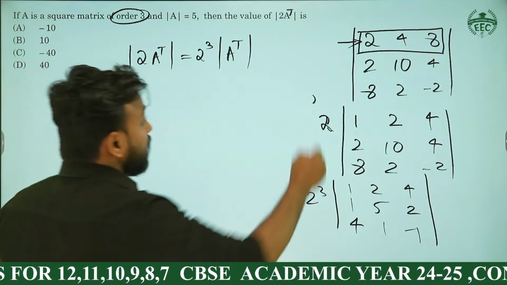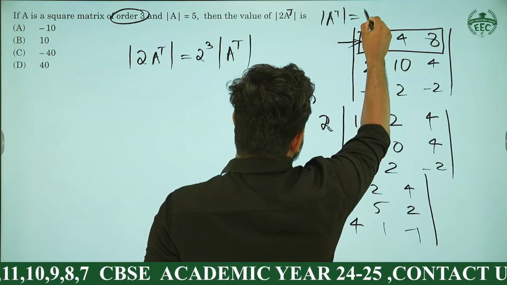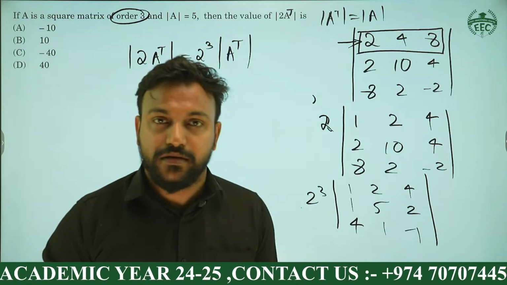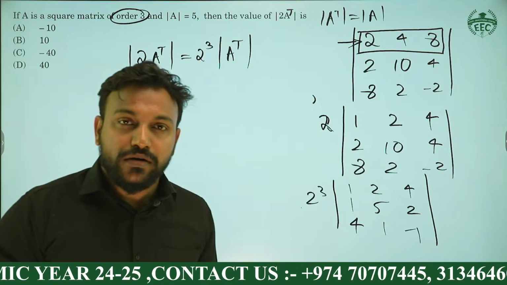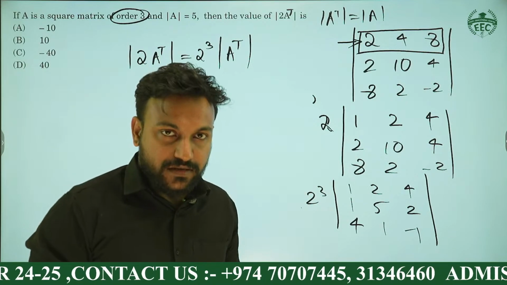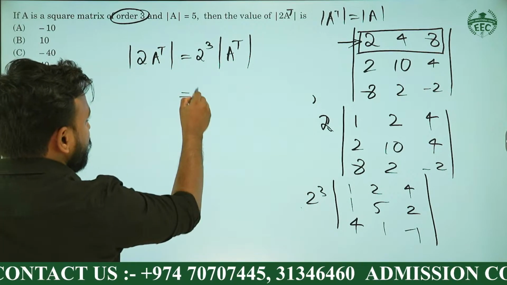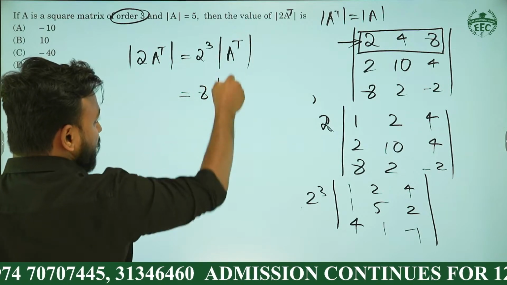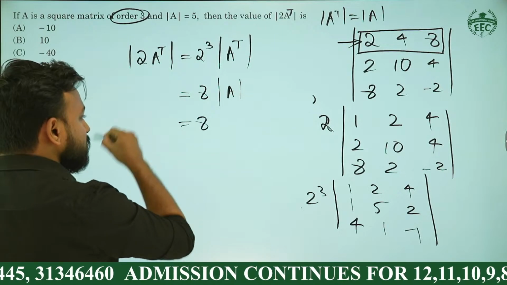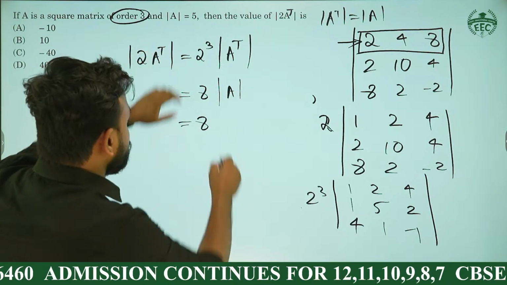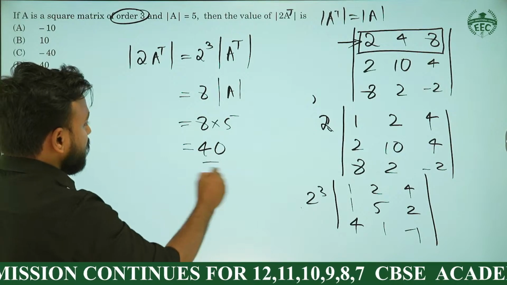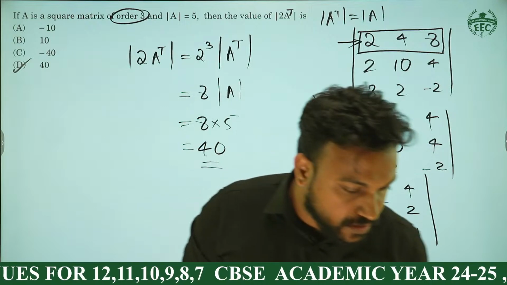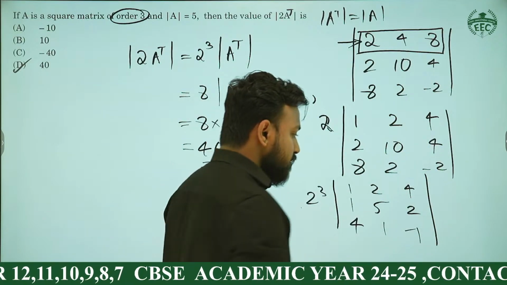And you want to know one more result: the determinant of A transpose is equal to the determinant of A. The transpose will not affect the value of the determinant. Then 2 raised to 3 is 8, and the determinant of A transpose is the determinant of A, which is 5. Then the answer is 40. What is the correct answer? Option D. I think you get it, guys. All good? Okay, shall we move to the next one?